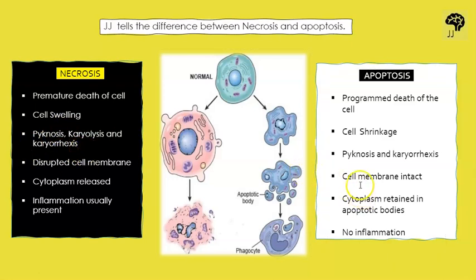And then the cell membrane remains intact in apoptosis, and that's why the cytoplasm is retained within the apoptotic bodies, because they are still intact. The membrane is still intact, and hence there is no inflammation, whereas here the cell membrane is disrupted, so there is no one to hold the cell. So the cytoplasmic content is now released, and as the cytoplasmic content is released, there is inflammation. So yes, that's it about necrosis and apoptosis.